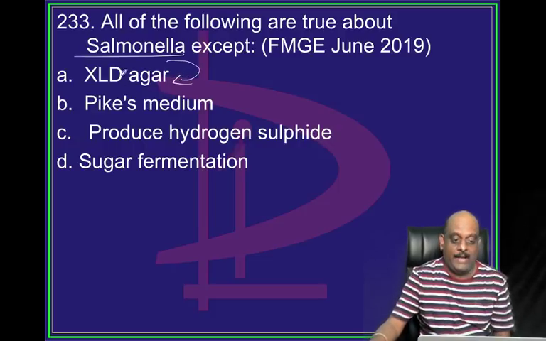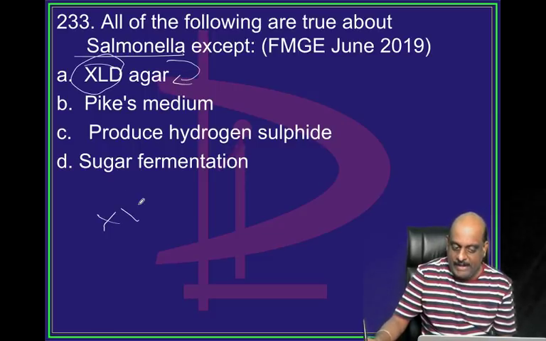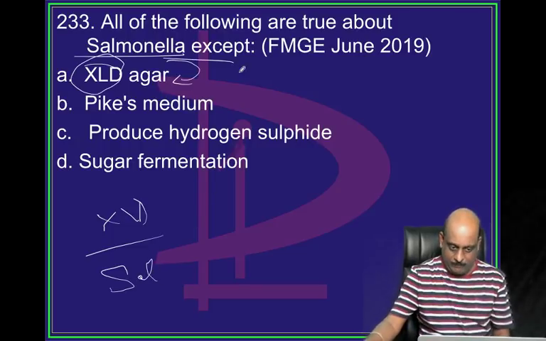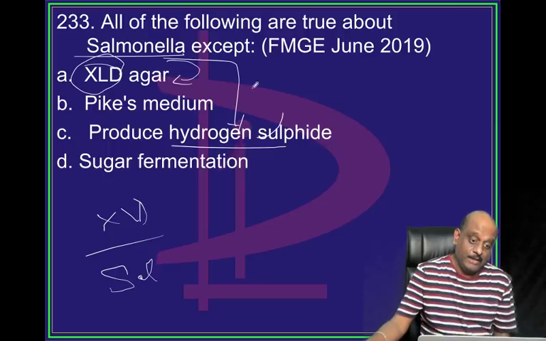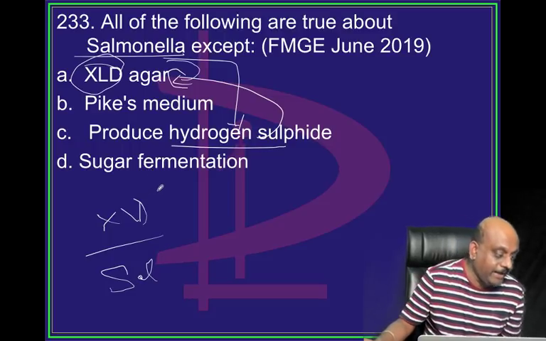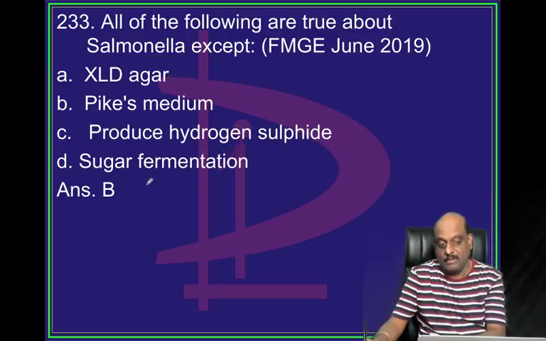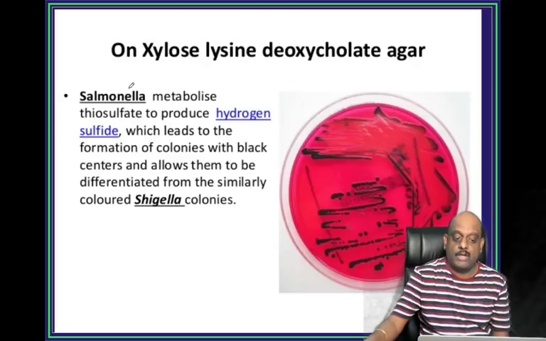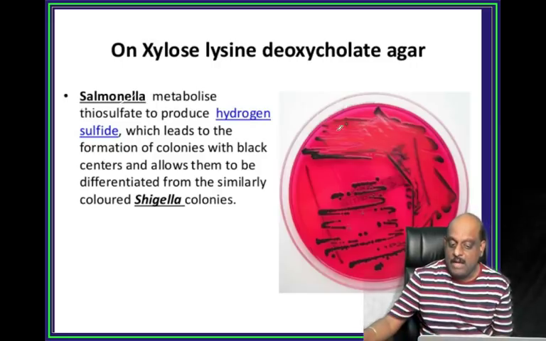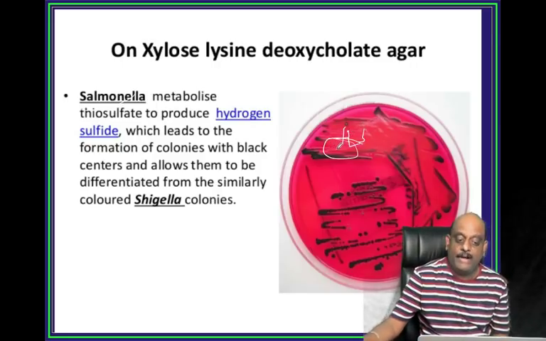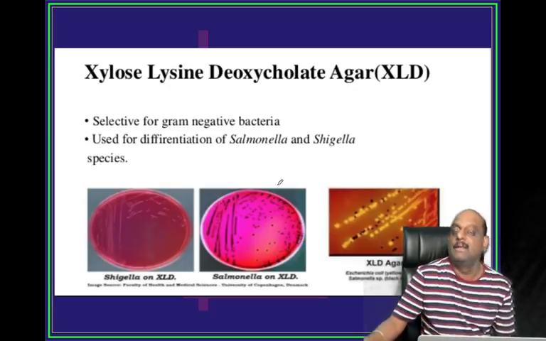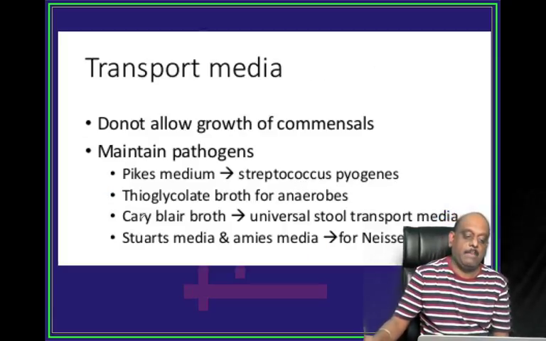The question I reminded you of earlier. XLD agar is basically to differentiate Salmonella from Shigella. Salmonella produce hydrogen sulfide. That will convert the XLD agar to show black colonies. Similarly, sugar fermentation. So, doctor, Salmonella metabolize the thiosulfate. They produce the hydrogen sulfide, which will typically lead to formation of the colonies with the black centers, which is the way to differentiate it from that of the Shigella, is what you should remember.